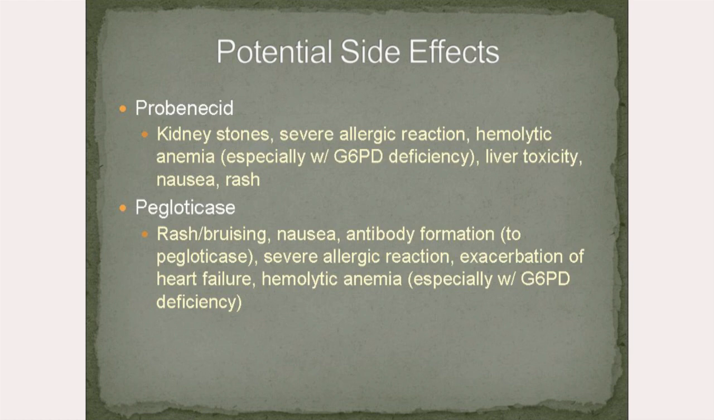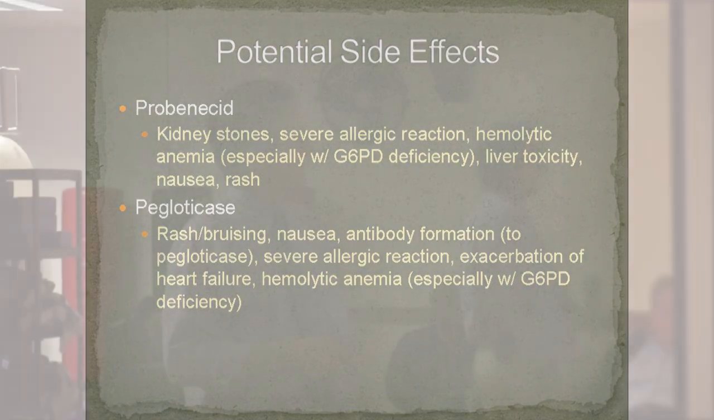I mentioned pegloticase. This is always the last one we reach for to lower the uric acid level because, number one, it's very expensive, and there are some issues with it: over time, if you use this, we find that it becomes less and less effective. It's one of the ones we reach for last, and it can cause rash, bruising, nausea, and antibody formation. This is what causes it to become less effective over time: an antibody forms to the molecule and therefore makes it less effective.